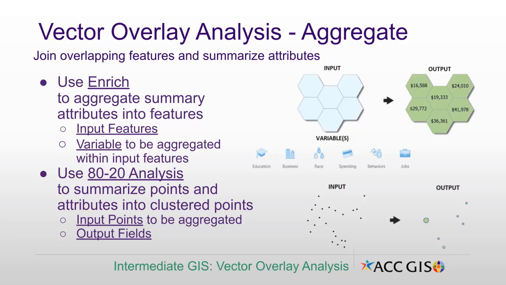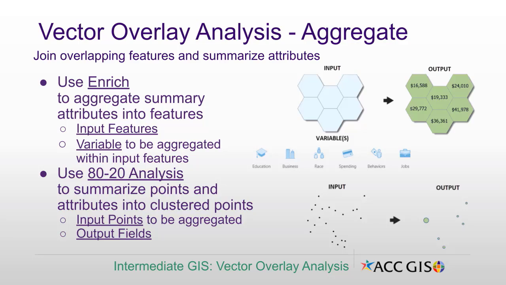And so you go in, you select your input features, and then your variable to be aggregated within the input features. And the list that you see in the diagram on the right are just a few of the types of variables that are available, for example, like education, business, and race. And then you can aggregate the underlying data within your polygon or bin with summarized statistics. And you can see the output includes my input features, but also the aggregated and summarized attributes for the variables I've selected.